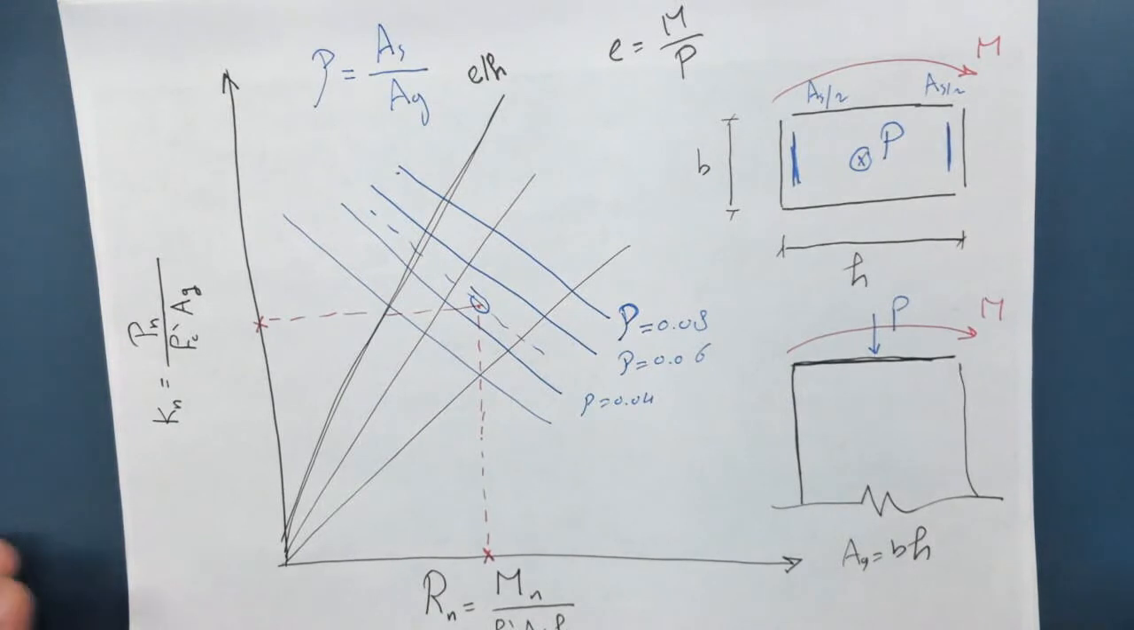Questions about this? Good. Okay. So the third in line, which is much simpler than this, is columns.